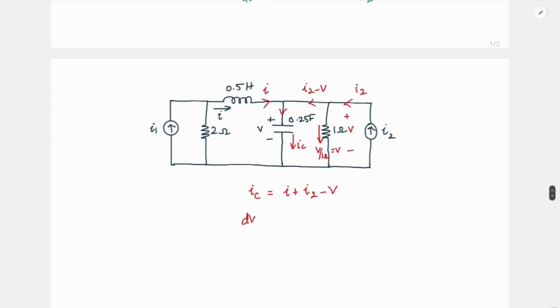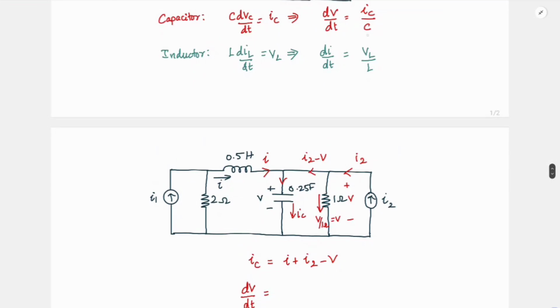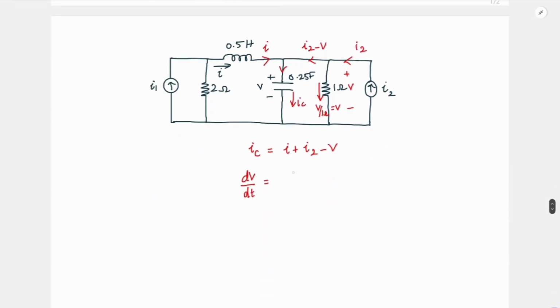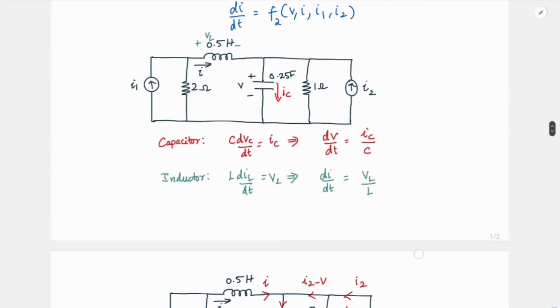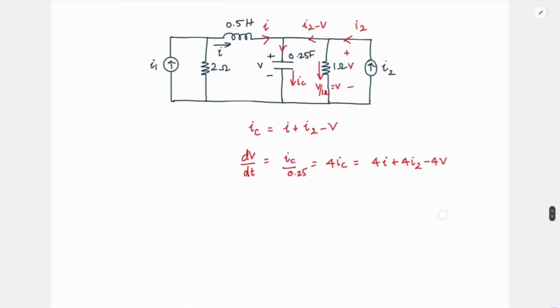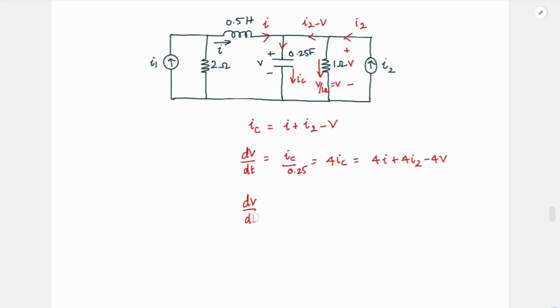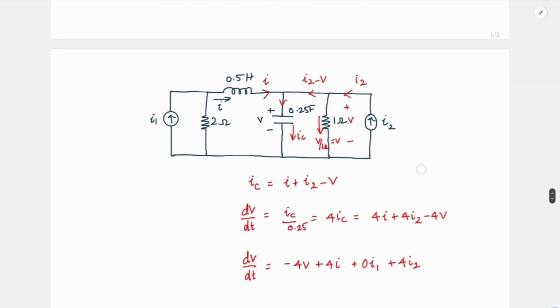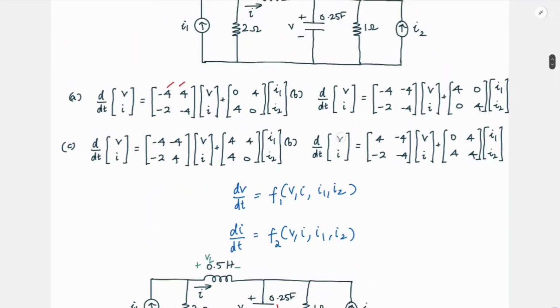And you have dV by dt is equal to IC by C. Your C is 0.25. So IC by 0.25, which is 4 times IC, which is nothing but 4I plus 4I2 minus 4V. So if you go back to our state equations, you have V, I, then I1, I2. If you rearrange this, you will get dV by dt is equal to minus 4V plus 4I plus 0I1 plus 4I2. So you have minus 4, 4, 0 and 4.